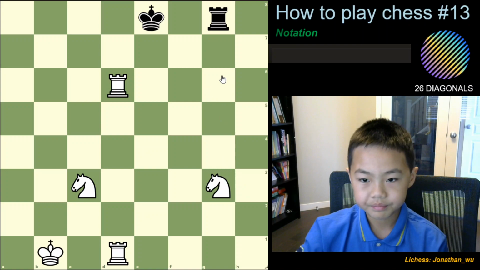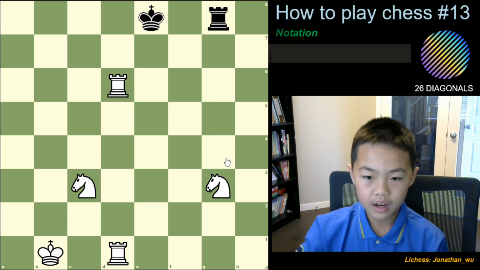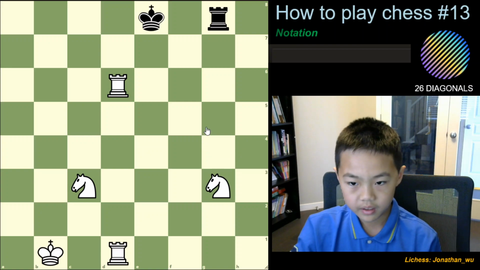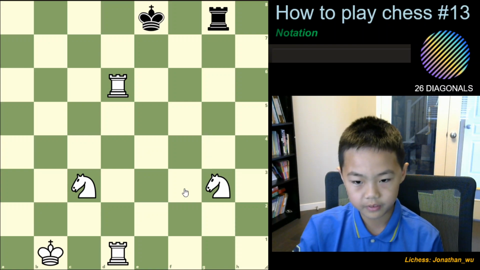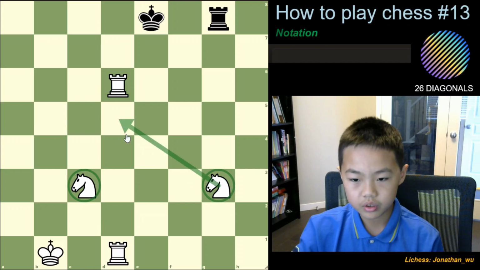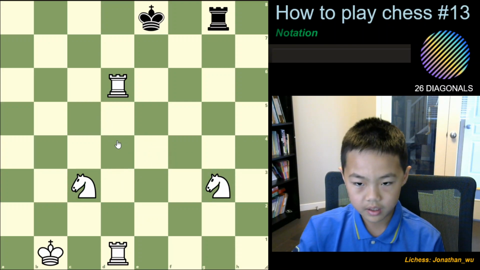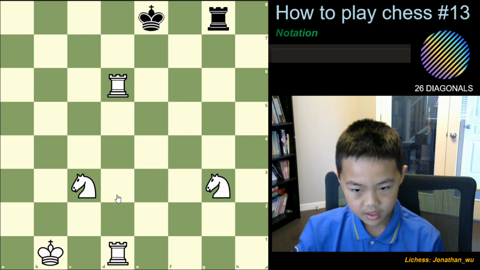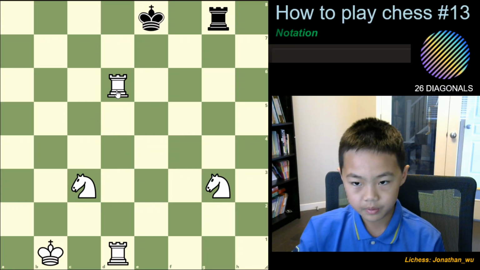So here, you must be wondering, how do pawns move then? Not pawns. If two pieces can go into the same square, and they're the same pieces, how do you write that down?